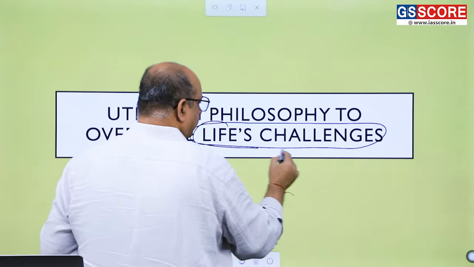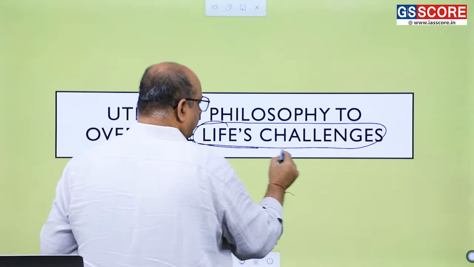There are several examples. You can talk about Gandhi, you can talk about Mandela, you can talk about contemporary bureaucrats like Aruna Roy, who quit the job and went to participate in a very local movement. Ultimately, this movement became very large and important, and turned into the RTI Act, because of their philosophy of life, what they are committed to, what drives them. So why philosophy? Because it is basically about overcoming life's challenges.